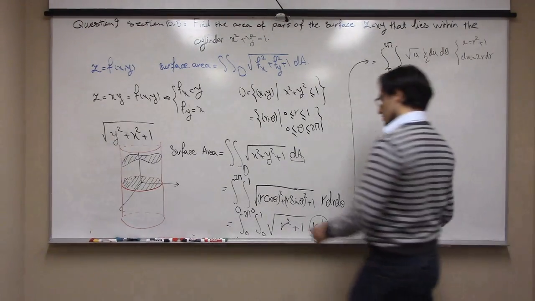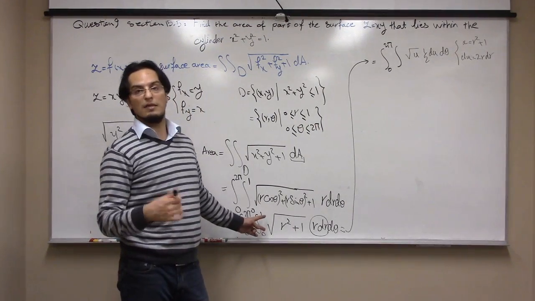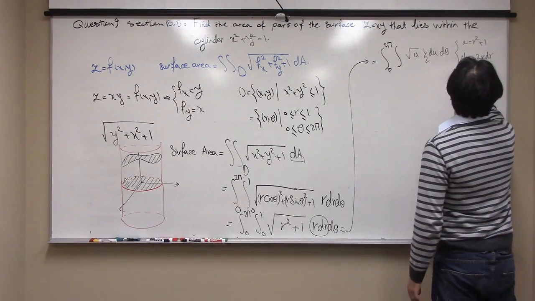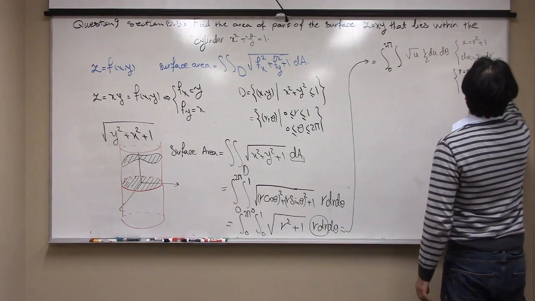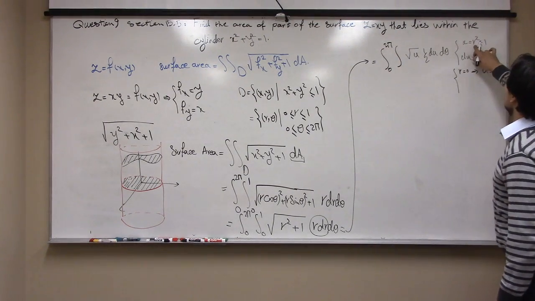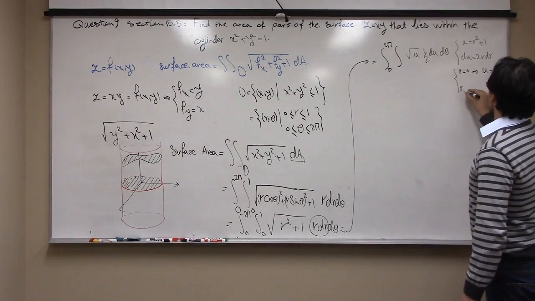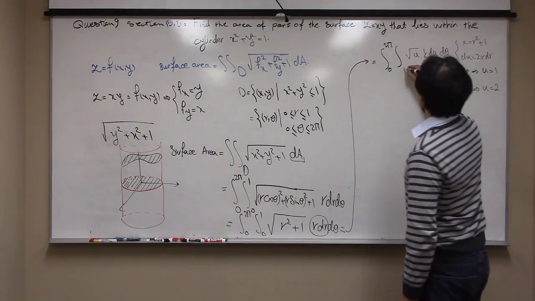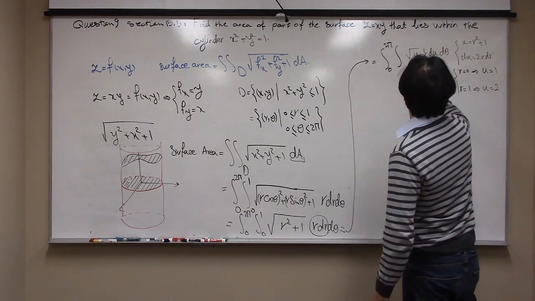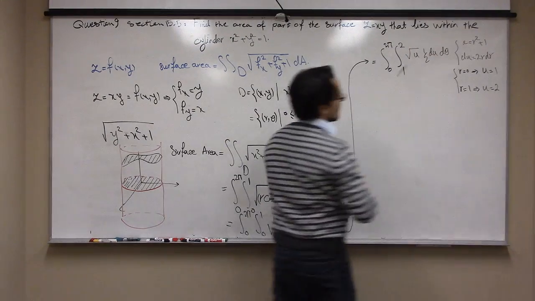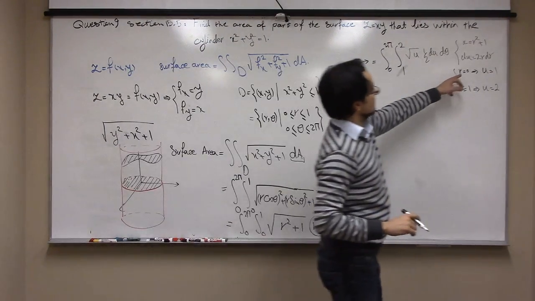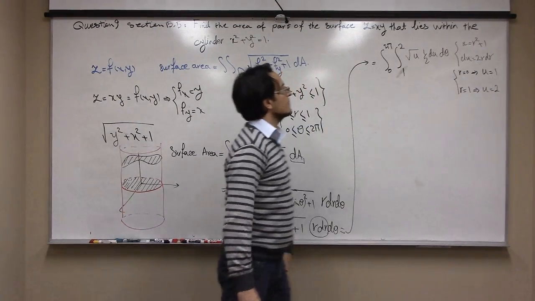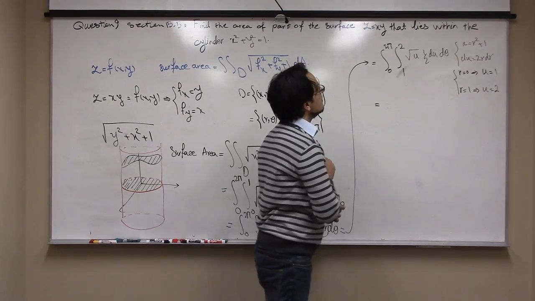Okay, but there's one more step. Since I use substitution, I have to change the boundaries. So in this case, if r is 0, then u is going to be 1. Plug in r equals 0, you get 1. If r is 1, then u would be 2. So my boundaries are going to be from 1 to 2. The lower boundary goes to the lower boundary, the upper boundary goes to the upper. Okay, so everything looks good now.